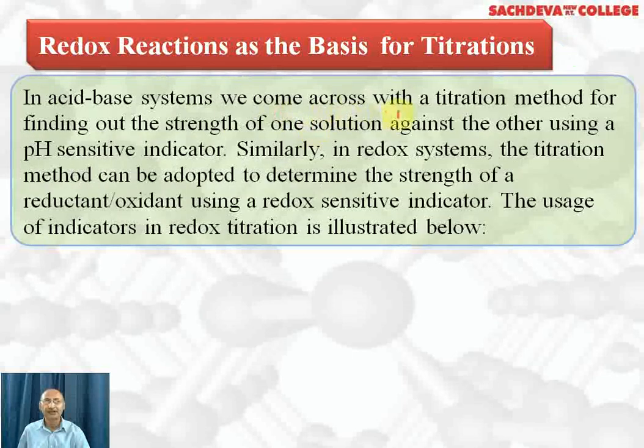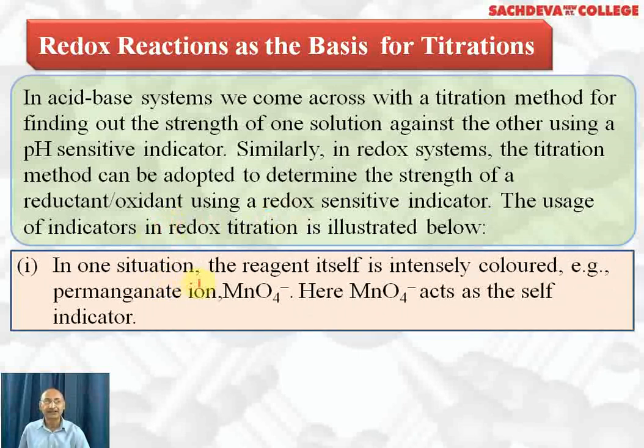In acid-base systems, we come across the titration method, finding out the strength of one solution against another using a pH-sensitive indicator. For example, phenolphthalein is used as an indicator in the titration of a strong base versus a weak acid. If the base is weak, like sodium carbonate versus HCl, then the indicator used is methyl orange. Similarly, in redox reactions, the titration method can be adopted to determine the strength of the reductant, the reducing agent, or the oxidant, the oxidizing agent, using a redox-sensitive indicator. The use of indicators in redox reactions is illustrated as follows.